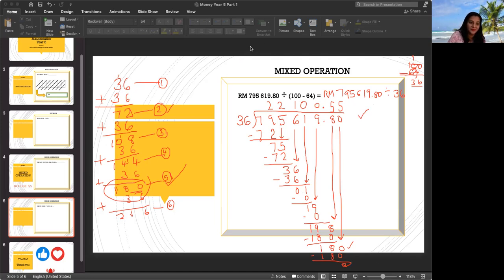All right. So with that, I end my part 1, which is how to multiply and divide large numbers in units of money. And stay tuned for the next part.